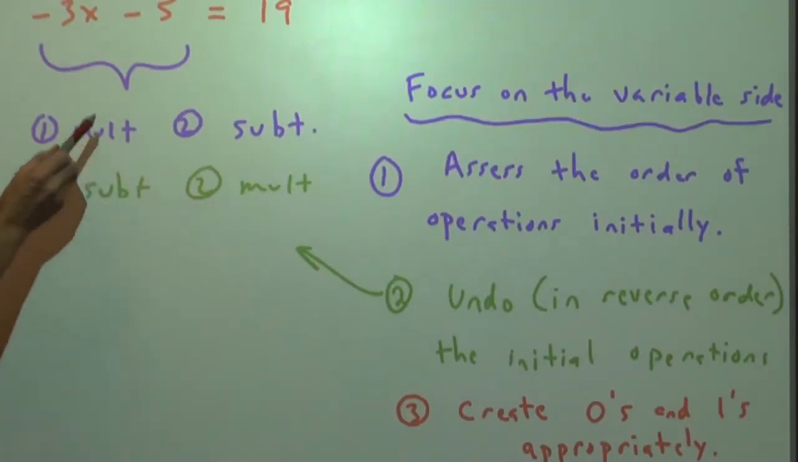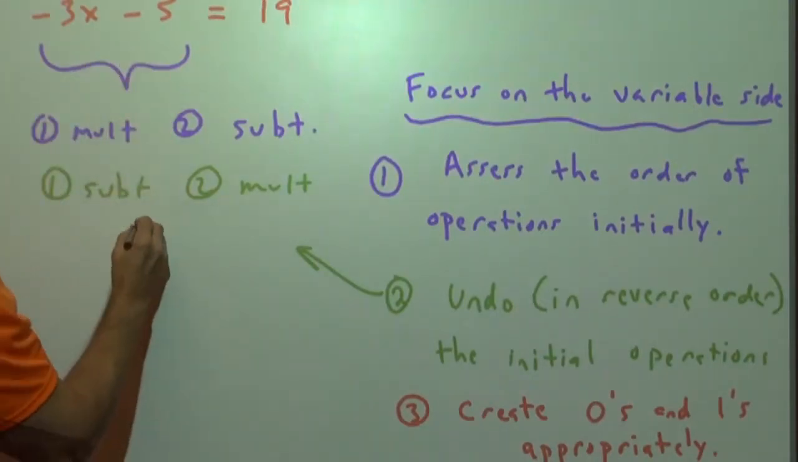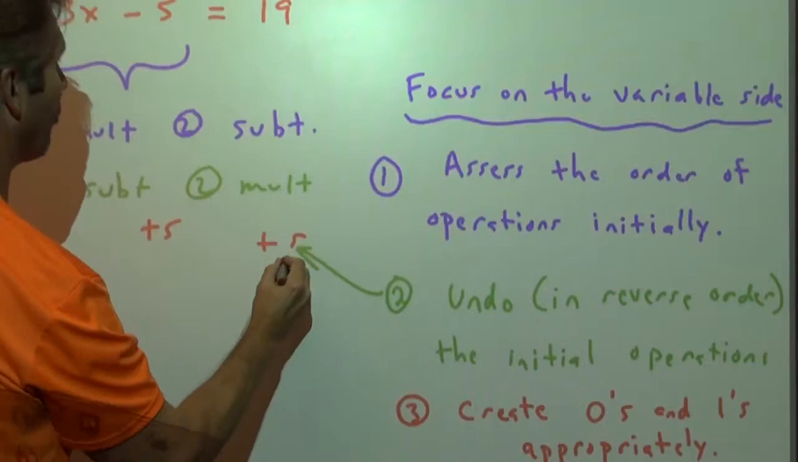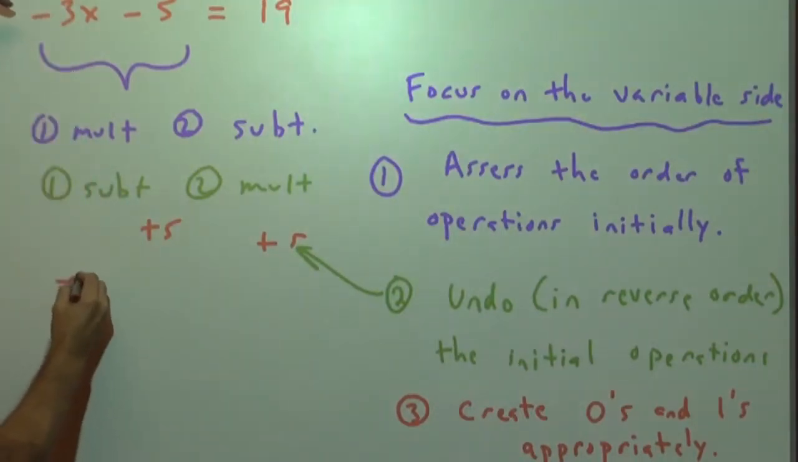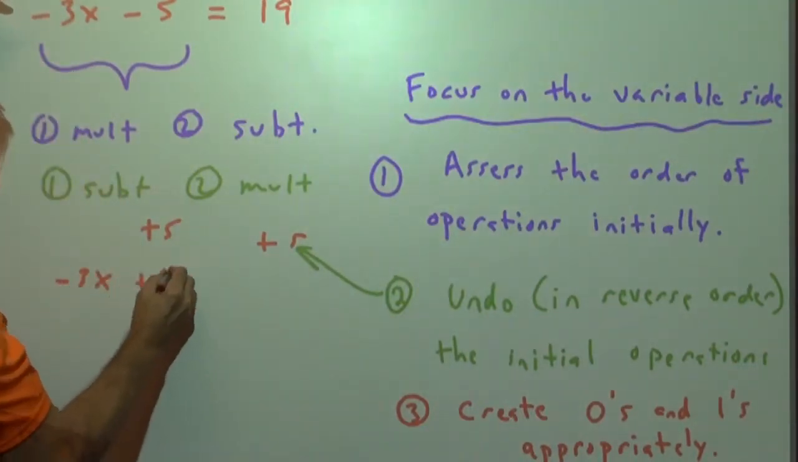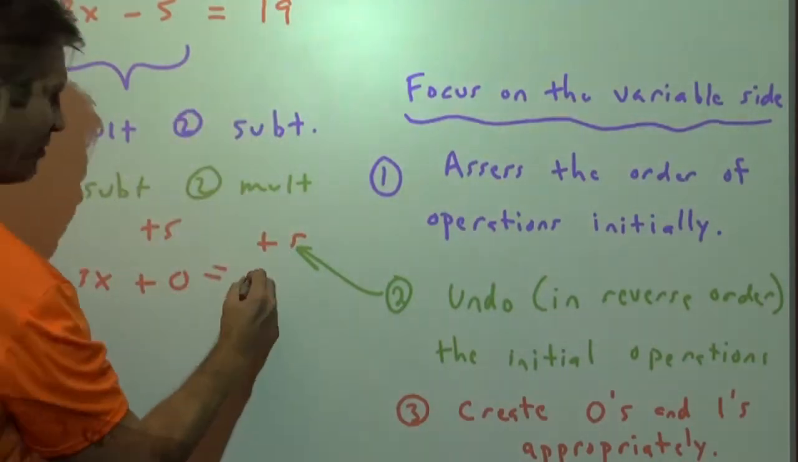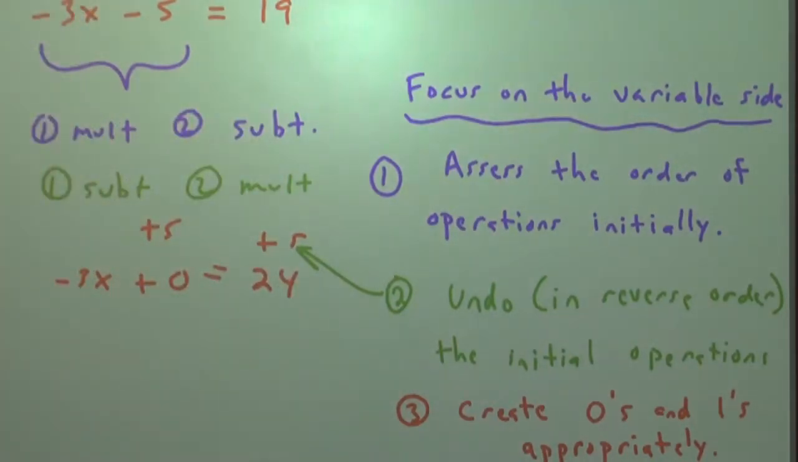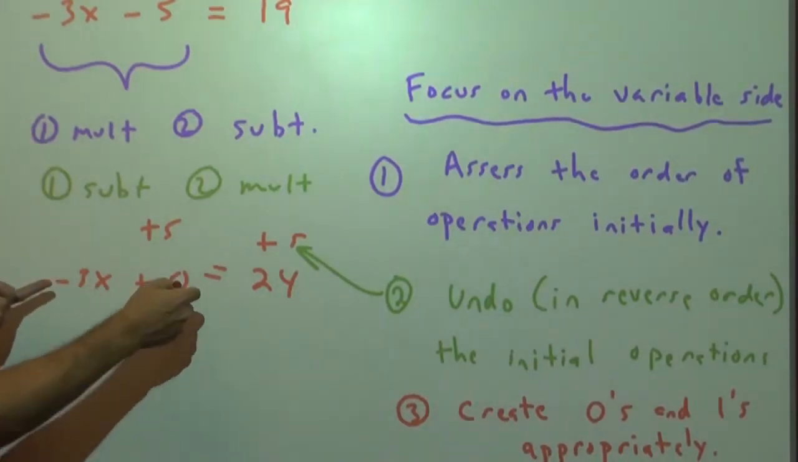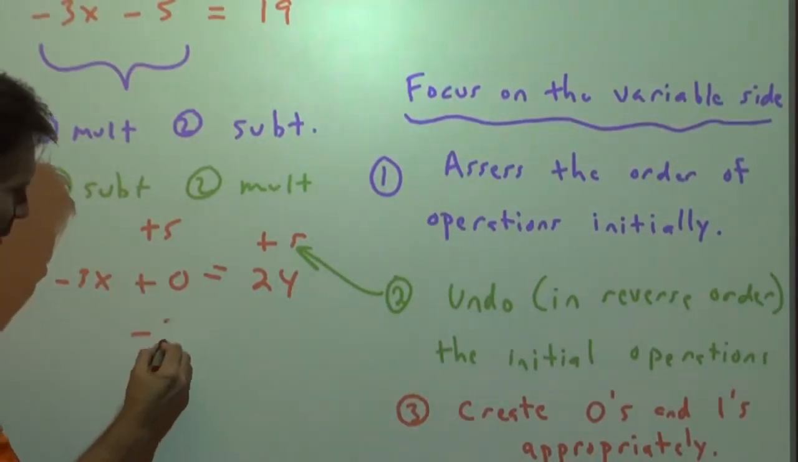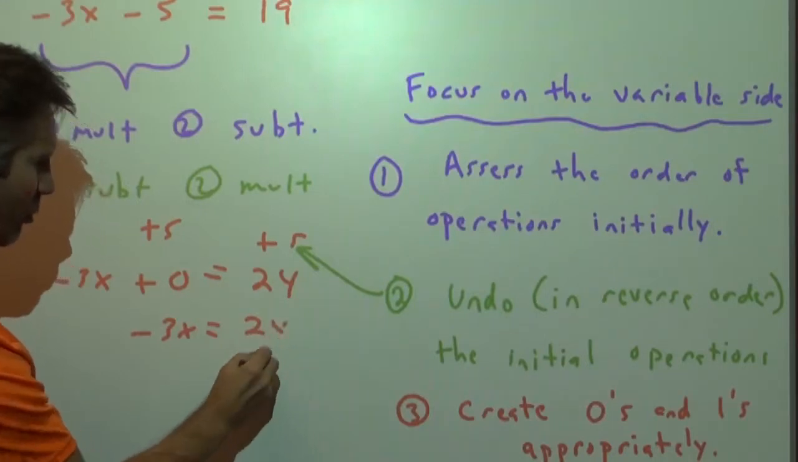So we first deal with the subtraction. Let's add 5 to both sides. If we add 5 to both sides, we're going to be left with negative 3x plus 0. There it is, the additive identity, equals 19 plus 5, which is 24. Since anything added to 0 is just that thing, we're left with negative 3x is equal to 24.